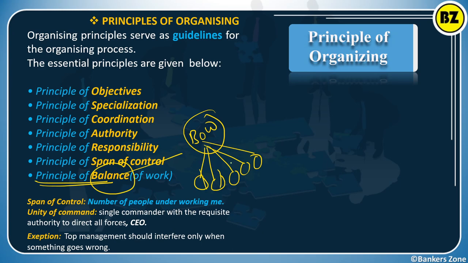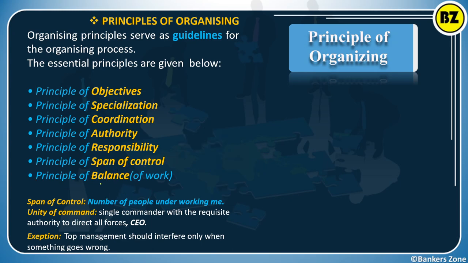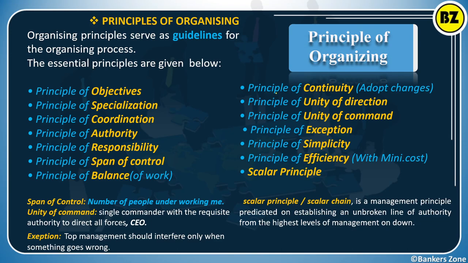That means equal work must be given to an equal number of employees, so that there is a balance of work, right? There should not be any discrimination while allocating the work. This is the principle of balance. So this is the principle. Now see the rest of the principles.